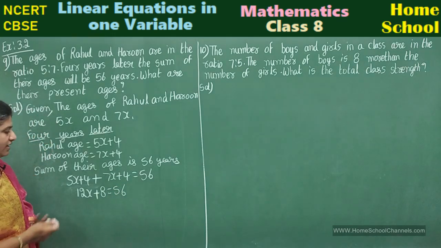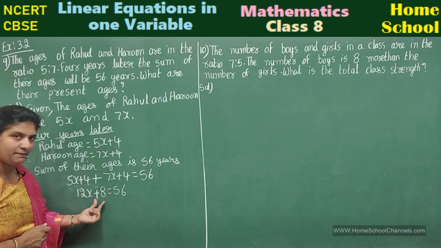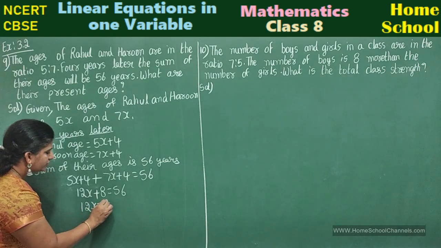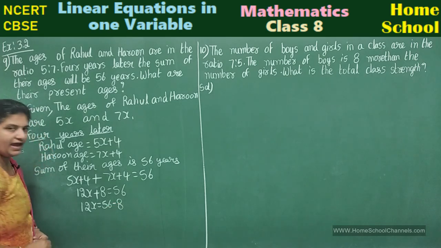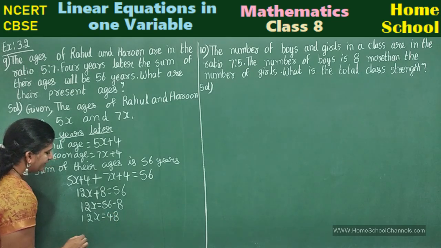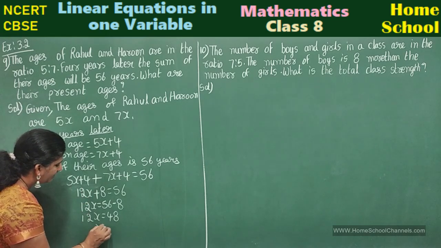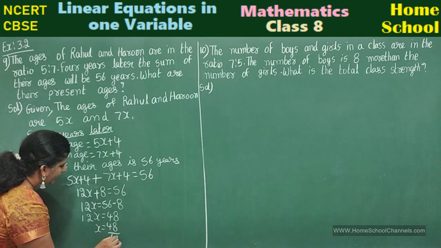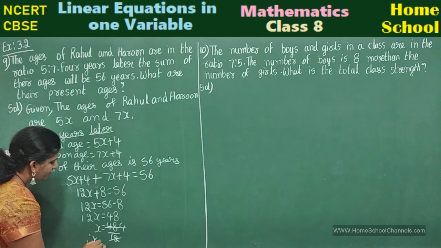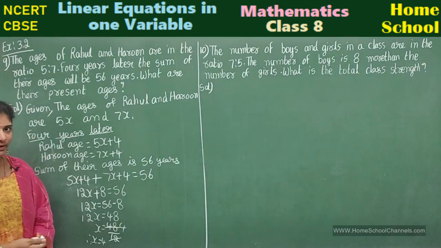Now simplify this. Observe, where is a variable? Variable is here. Other than this term, what do you have extra? Plus 8. Plus 8 transpose other side. 12x is equal to 56 minus 8. 12x is equal to 48. And this 12 is a multiple, send other side, it will be divided. 48 by 12, cancel. 12 fours are 48. Therefore, x is equal to 4. Is your problem completed?